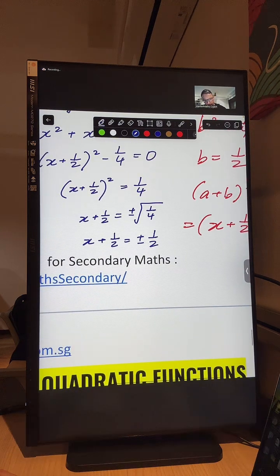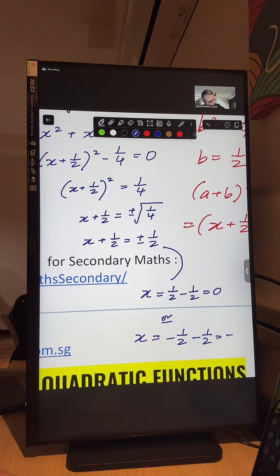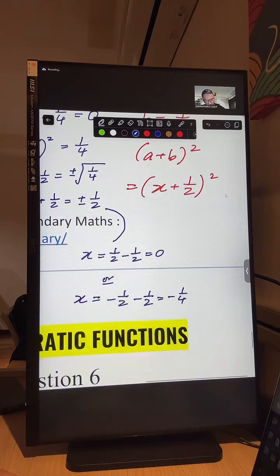And then finally, can we solve for x? Yes, we can. So x becomes half minus half equals 0, or x equals negative half minus half equals negative 1/4. So this will be your two answers for x: 0 and negative 1/4.